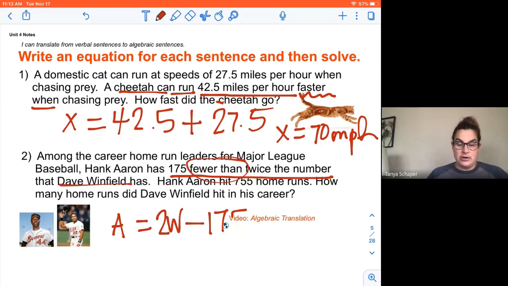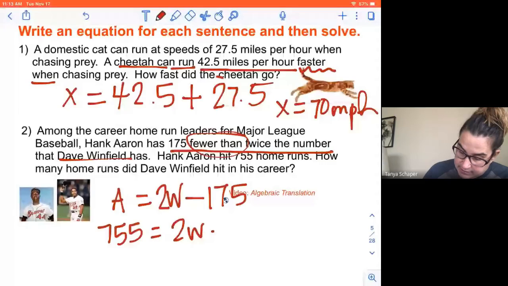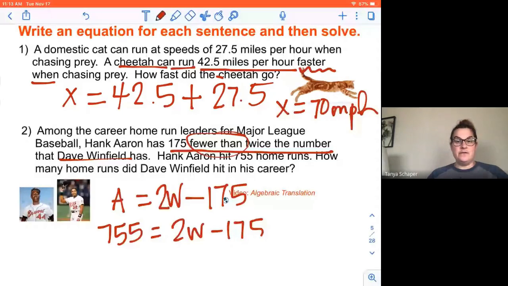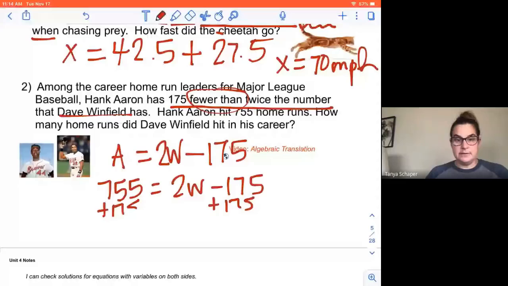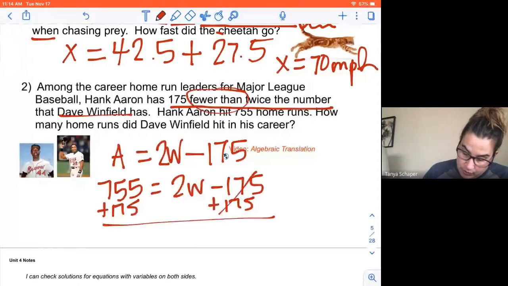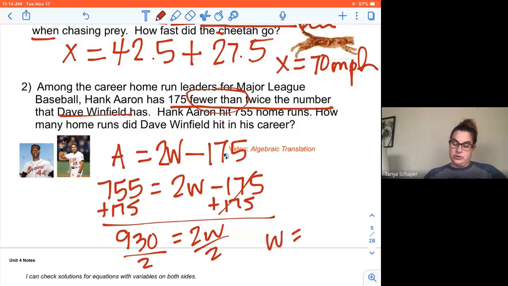And we're going to learn how to solve these out. Well, actually, we could say Hank Aaron hit 755, so I can put that in there. So 2W minus 175 is equal to 755. Pulling us back to Unit 3. Add 175 to both sides. So 930 is equal to 2W. Undo multiplication by division. So W is equal to 465.